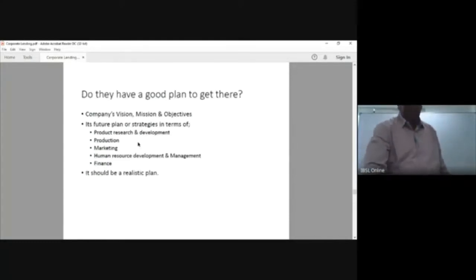Do they have a good plan to get there? The company's vision, mission and objectives, which I have told you, are followed by plans or strategies in terms of product research and development, production, marketing, human resource development and management, and finance. So they must have a realistic corporate plan with their vision and mission. They must have a clear vision. This, of course, you must find out by sitting and discussing with them.